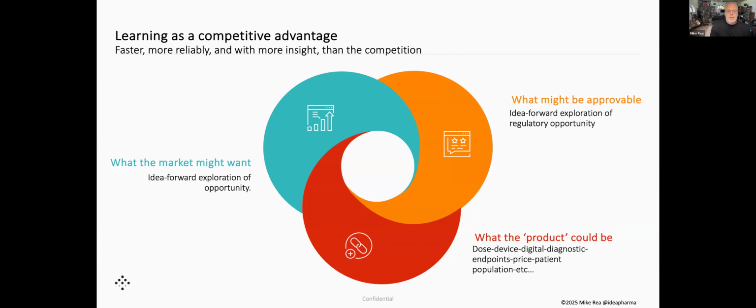So, come back to this asymmetry. So learning as a competitive advantage, understanding what might be approvable is often a task that our industry undertakes pretty well. Understanding what the product could be, so the dose, the device, the digital, the diagnostic, what the endpoints might be in our studies and so forth. Really, all of those things define the classic product profile in our industry. But understanding what the market might want when we get there. And we're looking 10, 15 years out.